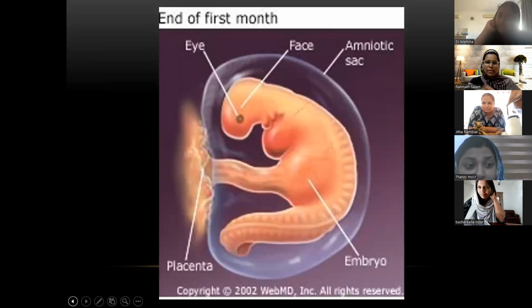Yes, this is the placenta. The placenta side you can see, and this gets attached to the uterine wall. Now, next slide.